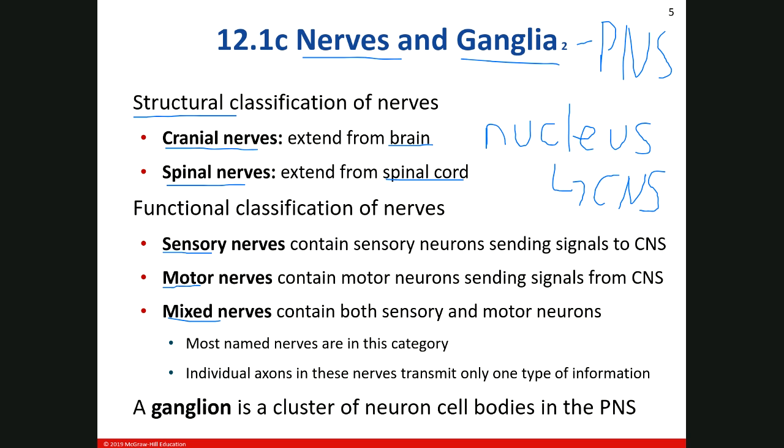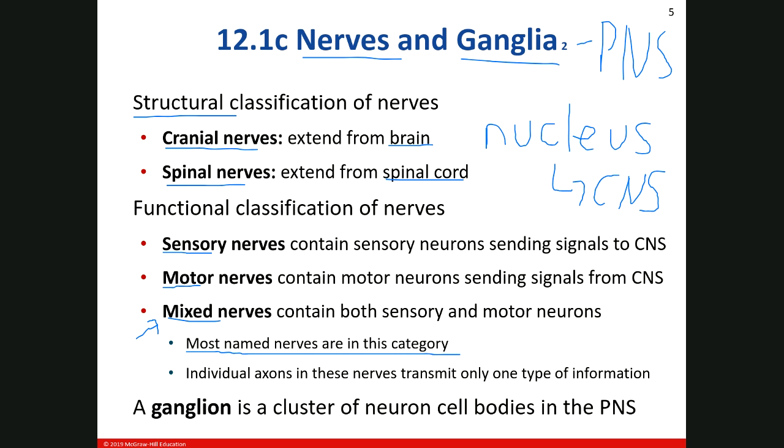So when you hear this term down here, this bullet says most named nerves are in this category. The sciatic nerve is a named nerve. That's a mixed nerve. Your median nerve, that's the one that gives you carpal tunnel. That's a mixed nerve. Musculocutaneous, that's the nerve that innervates the biceps. I could go on and on. So when you hear a named nerve, that pretty much is going to be a mixed nerve.